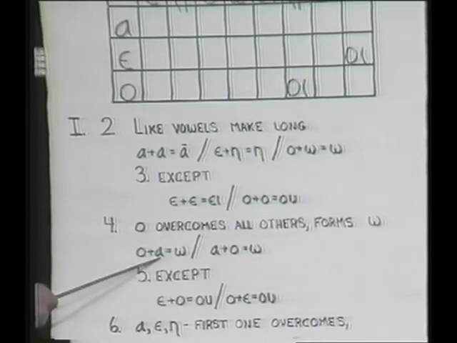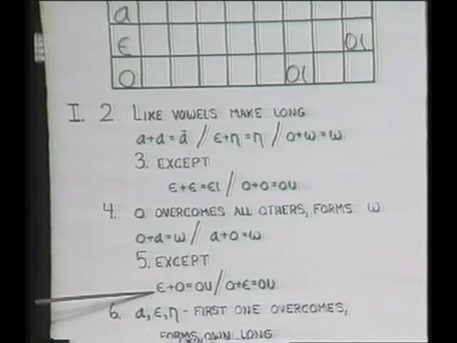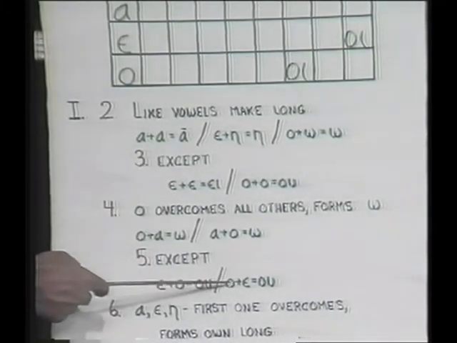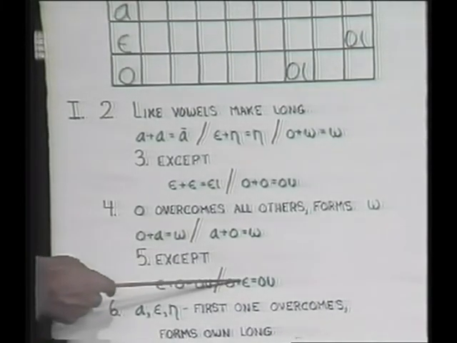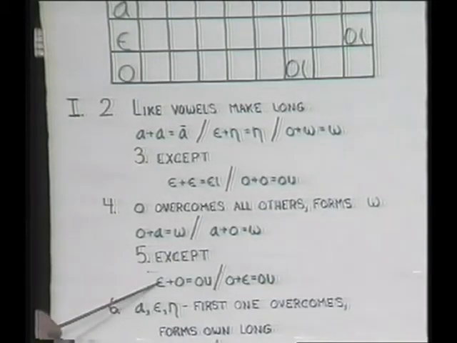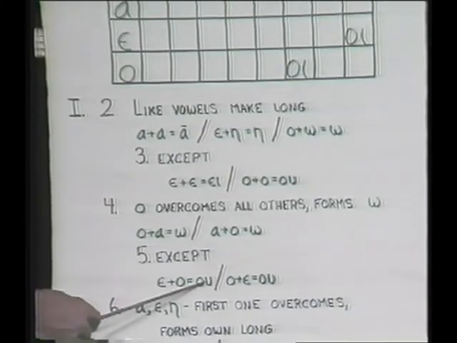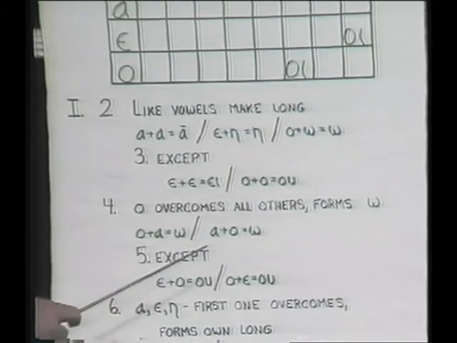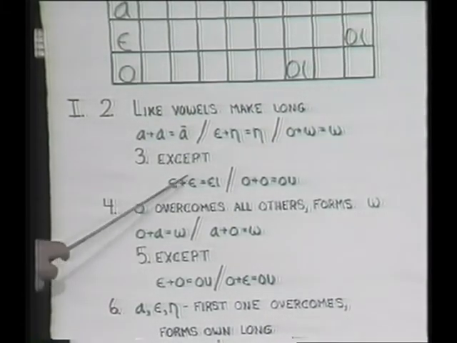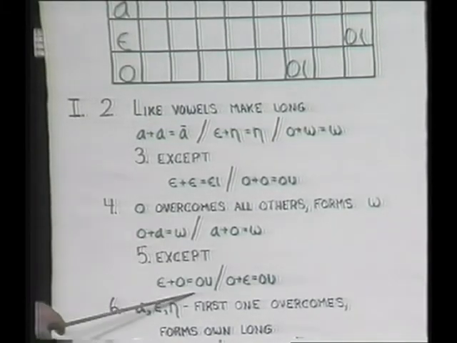Except, and you'd expect this exception, whenever the O sound is with an epsilon, two strong vowels, they're going to make the extra long, which is oo. The same is true here. Whether it comes first or second, the O is going to overcome the other and form oo. So I guess we'd have to say then that while both of these are strong vowels, O is stronger because O overcomes epsilon and makes oo. All right, so two rules so far. Two like vowels make the common long, except here. An O vowel overcomes all others and makes omega, except here.